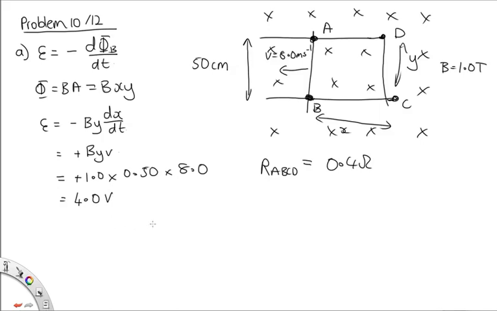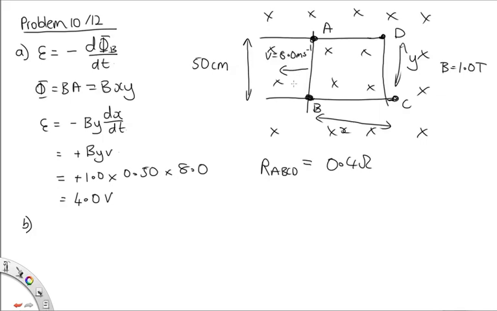Part B says what force is required to keep the rod in motion. Well, to do this, we're going to need to think about the induced current. So the induced current must oppose the change that induces it. So this BA is what's changing. Our area is increasing, so Φ is increasing.